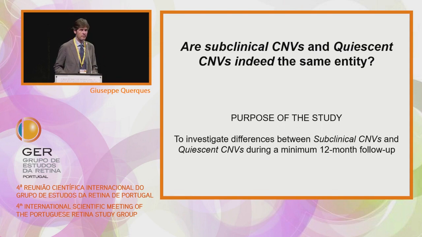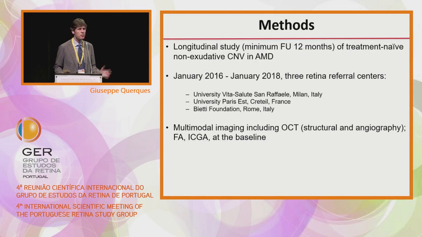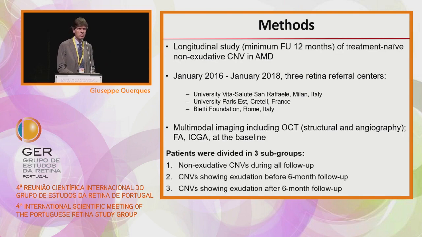So we studied a group of eyes with quiescent or subclinical CNV over a year of follow-up. We put together 3 different groups in order to have a large cohort of eyes and get statistical power. And of course, we looked at multimodal imaging, focusing on OCTA. And we were able to differentiate 3 different subtypes of quiescent or subclinical neovascularization.